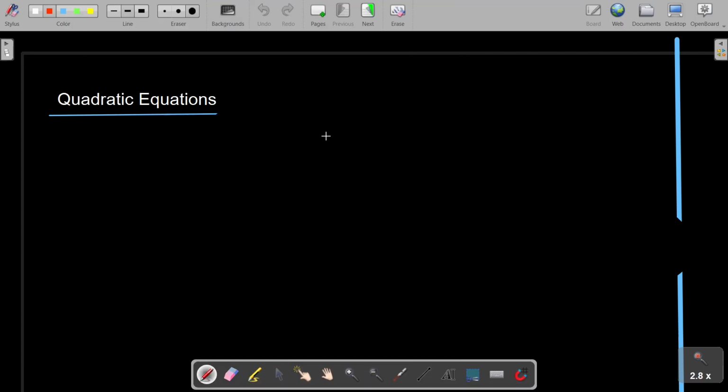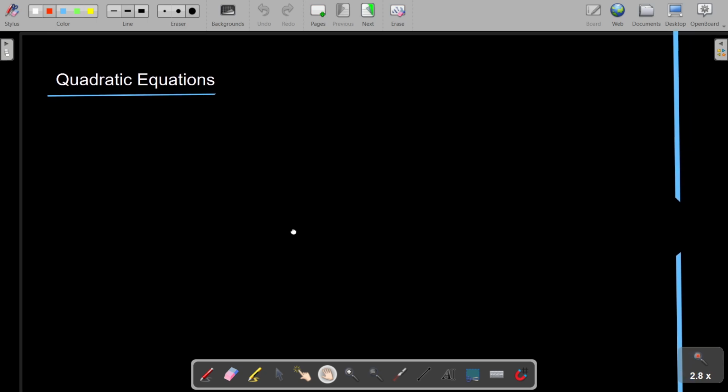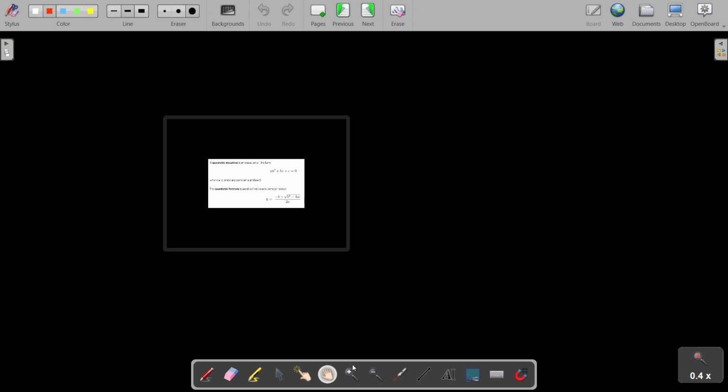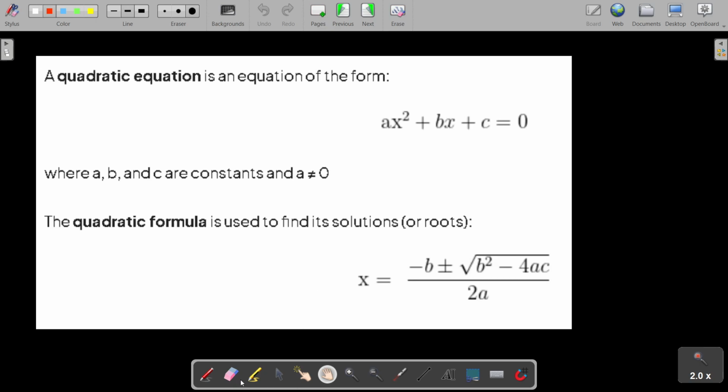Hello. In this lesson, I'm going to talk about quadratic equations, basic things about quadratic equations we should know. So let's begin. This is the general form of a quadratic equation: ax² + bx + c = 0. We represent a quadratic equation like this.